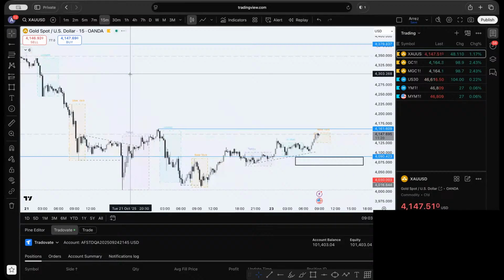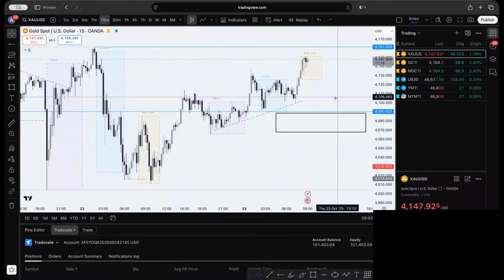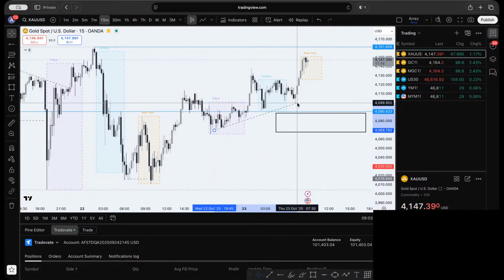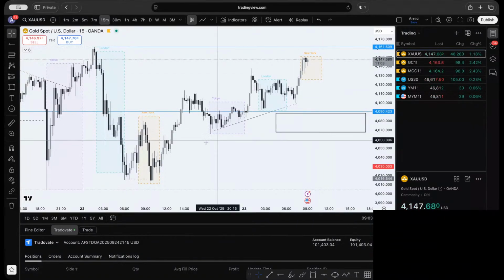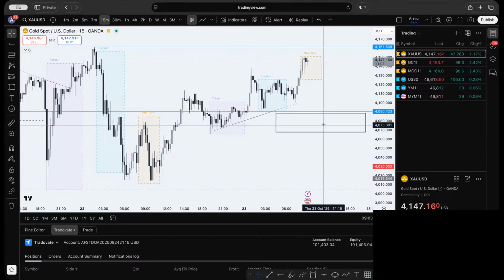So we need to see more confirmation. Plus, we have all of this liquidity sitting right below over here that ideally we would like price to get taken out. Then we would like to see a retracement where this liquidity is swept, and that is giving us a good confirmation that we want to go ahead and enter this trade.